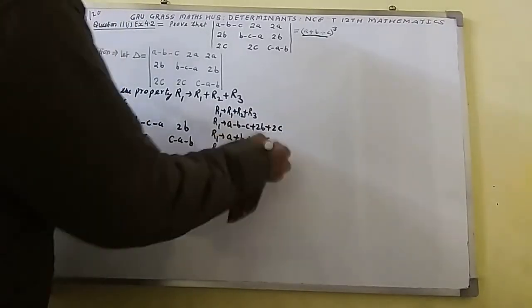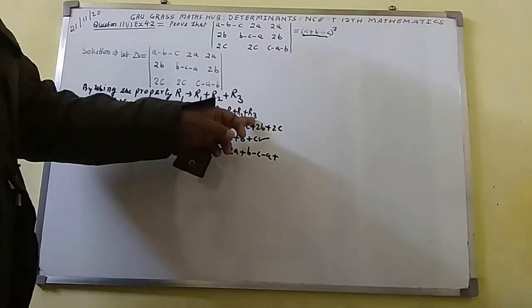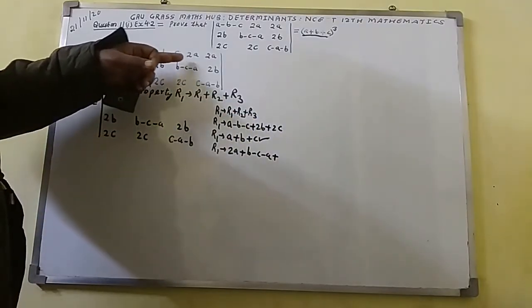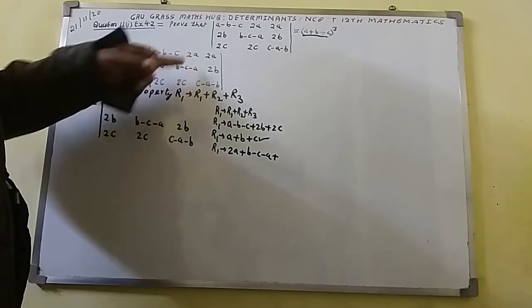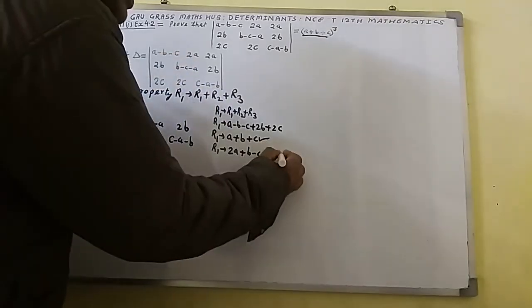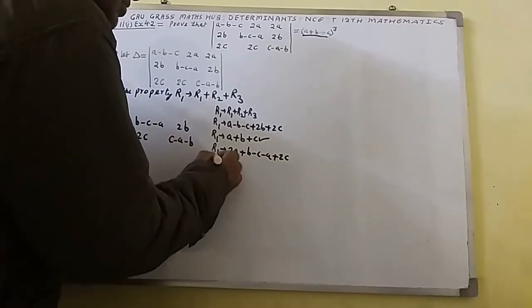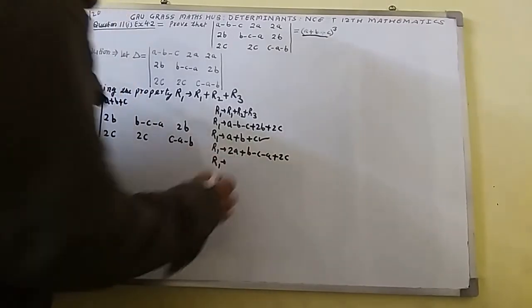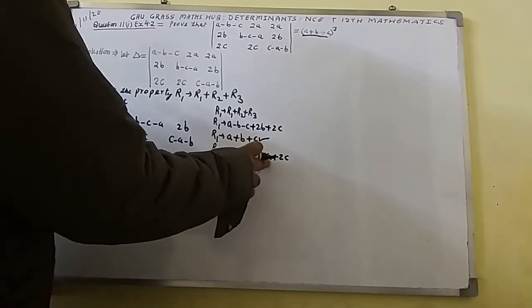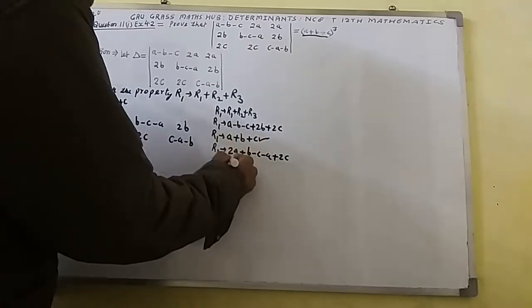Plus, right here plus. And for R3, I shall refer to the third row. The corresponding element of 2A in the third row will be 2C, so here I write 2C. Just do the operation here. You can see 2A minus A will be operated, and we will get A.